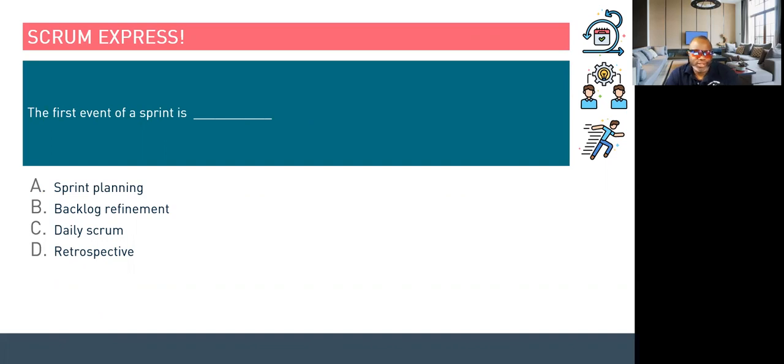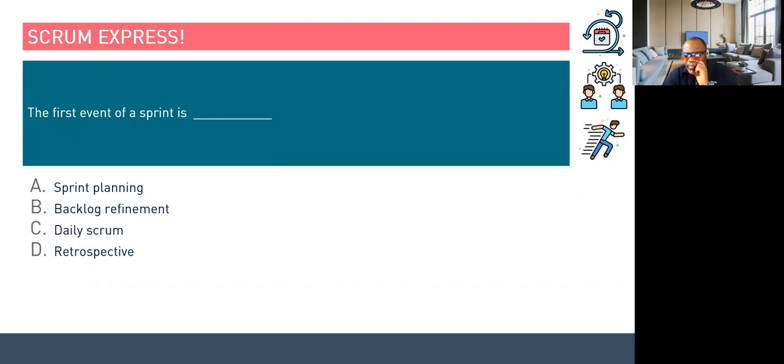What do we do first in sprint? Okay, 3, 2, and 1. Let's go ahead and let's end the poll. All right, and let's share the results. Okay, and the answer to this one, the very first thing you do is you do the sprint planning.